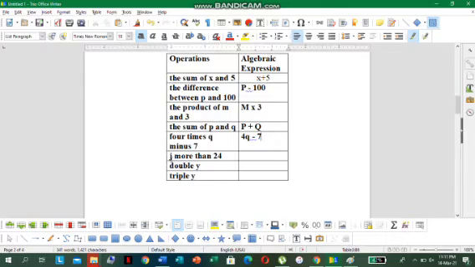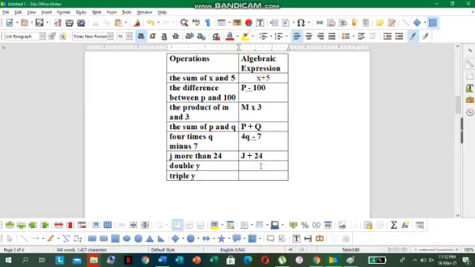Now this one says j more than 24. More than in mathematics means to add. So it's j plus 24. This math is so easy, don't it? Very easy.